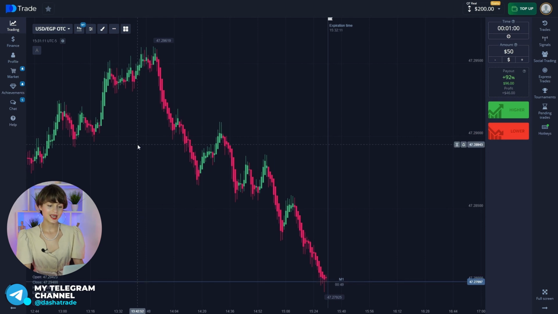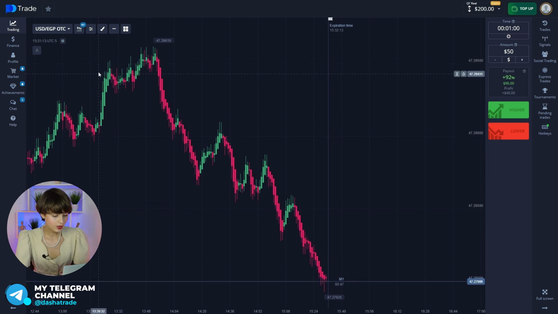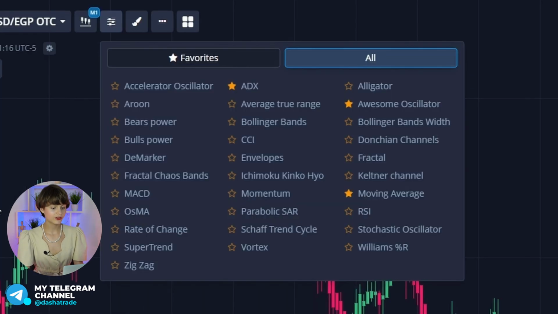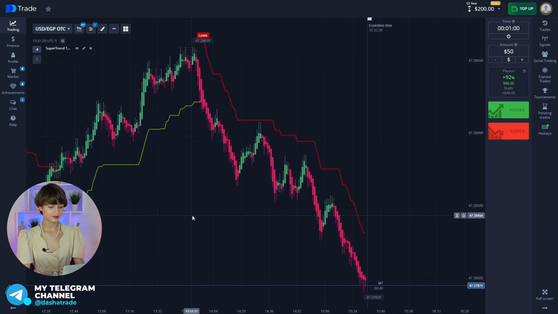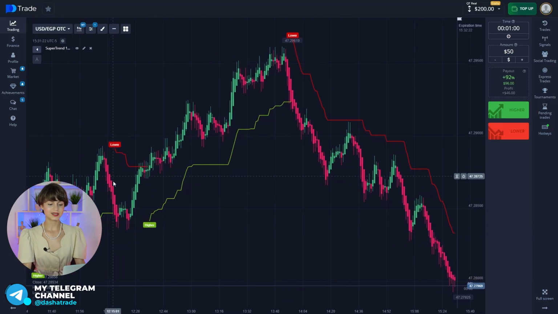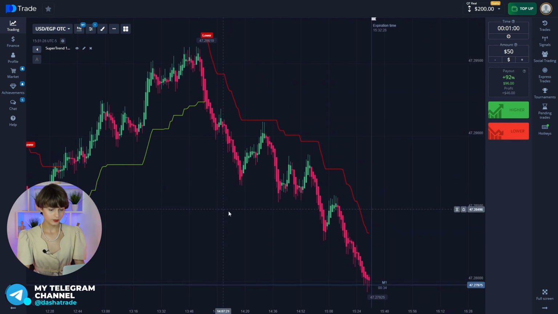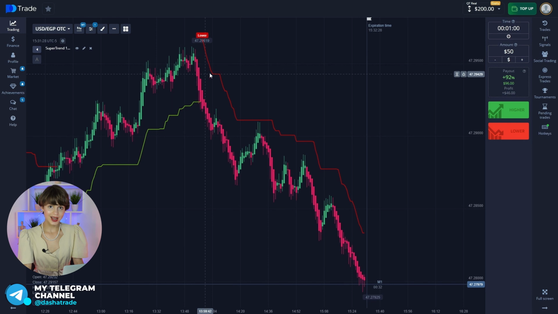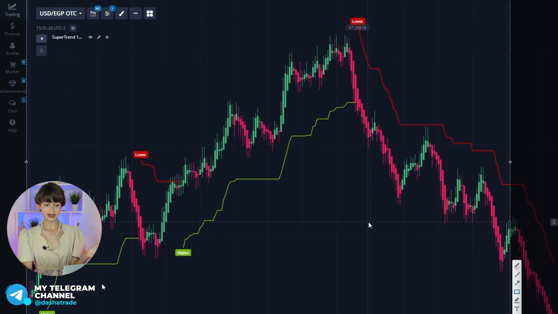Now let's choose an indicator for our strategy. We open the indicators panel for that and choose the Supertrend indicator. As you see, our chart is transformed. Now we see exact signals. And this is what we're trading on. We base our trading strategy on that. Our goal is to see some fresh signal, either higher or lower.